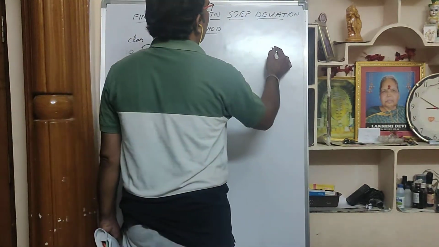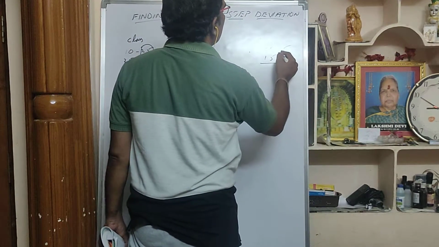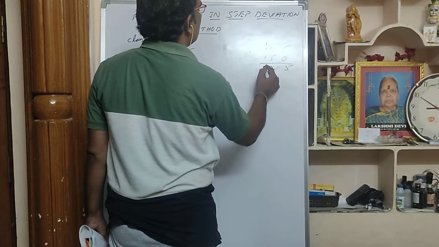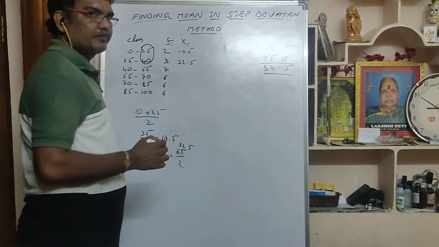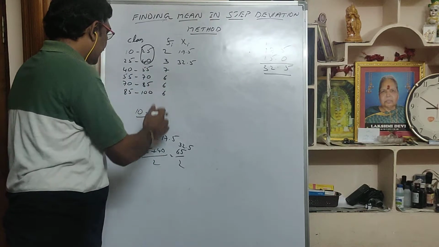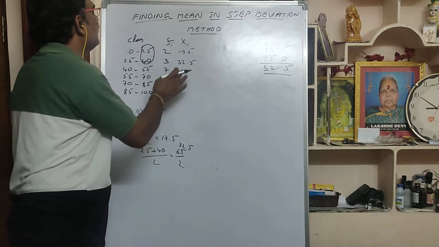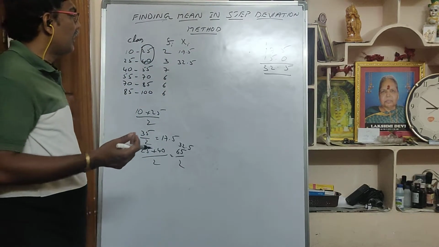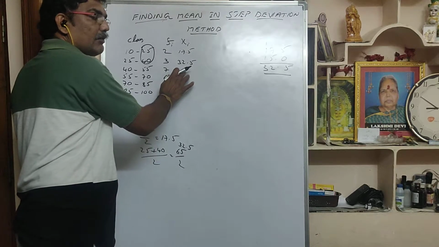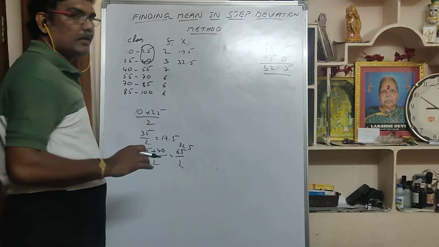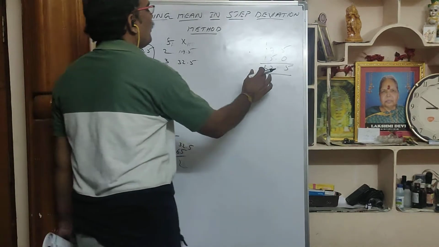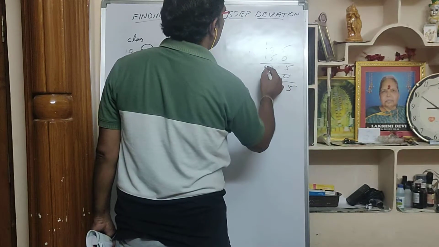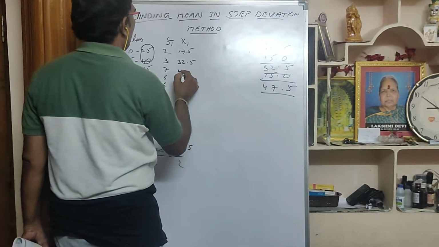For this 17.5, if you add 15, how much are you getting? 32.5. That means if you add these two and divide by 2, you get the same. For the previous one, if you add the class interval, you will get the same. Now I want the mid value of the next class. For this 32.5, add 15 again. I am getting 47.5.